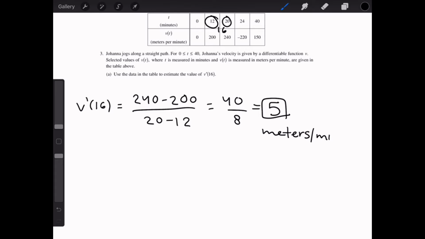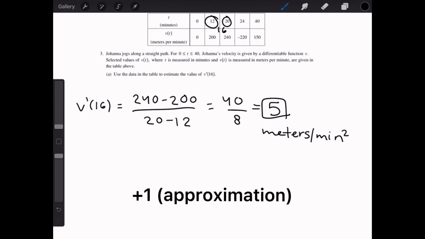Now don't forget to add units because that's an easy way to not get credit for your answer. Since velocity was meters per minute and v prime is acceleration, we square the bottom to get meters per minute squared. We now know that v prime of 16 is approximately 5 meters per minute squared.